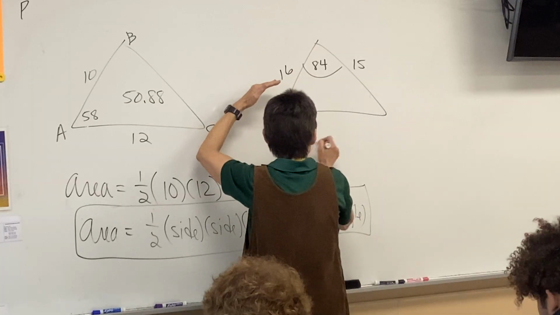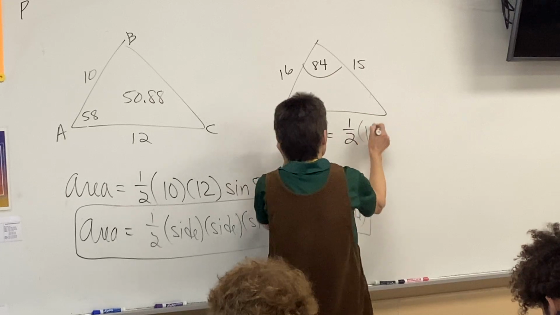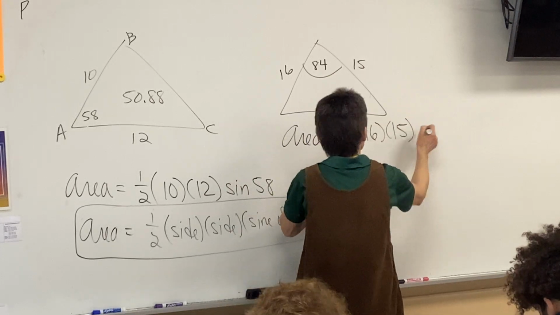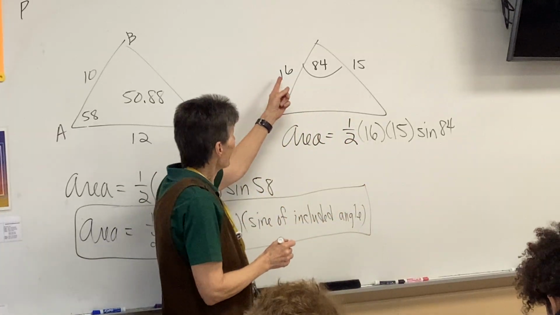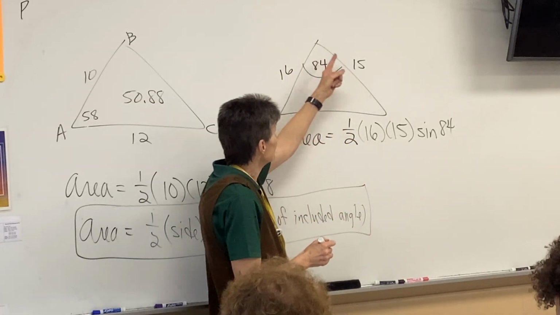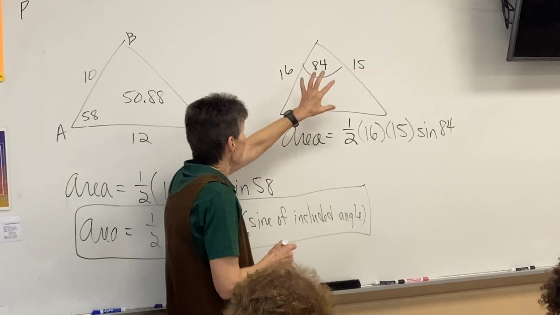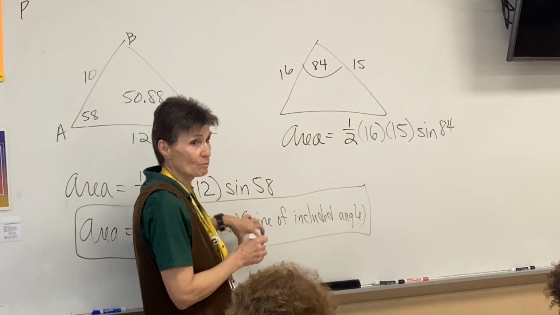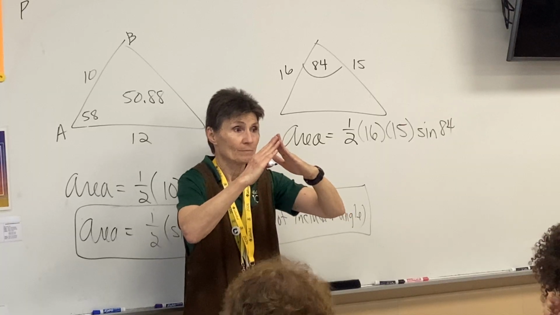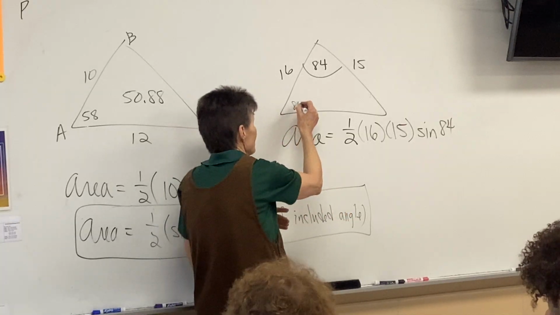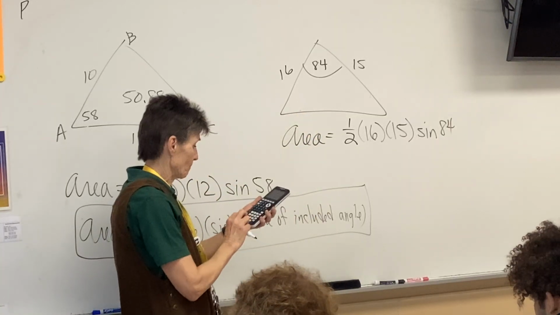So the area will simply be 1/2, don't forget that, 1/2 times 16 times 15 times sine 84. The angle has to be between the 2 sides. It wouldn't work if the 84 were down here. It wouldn't work. Okay, so that's it, folks.